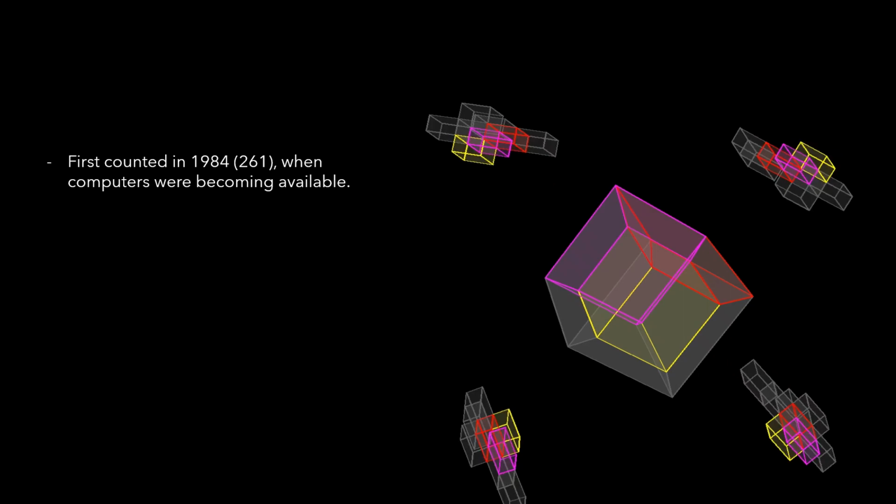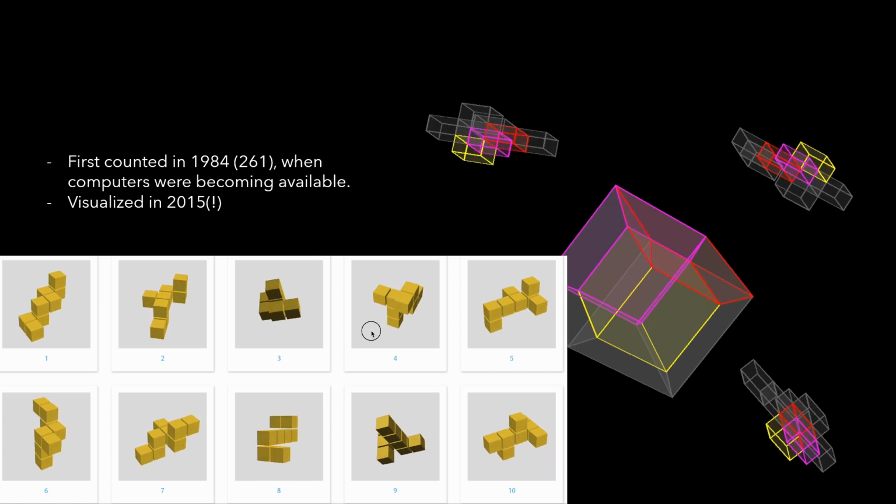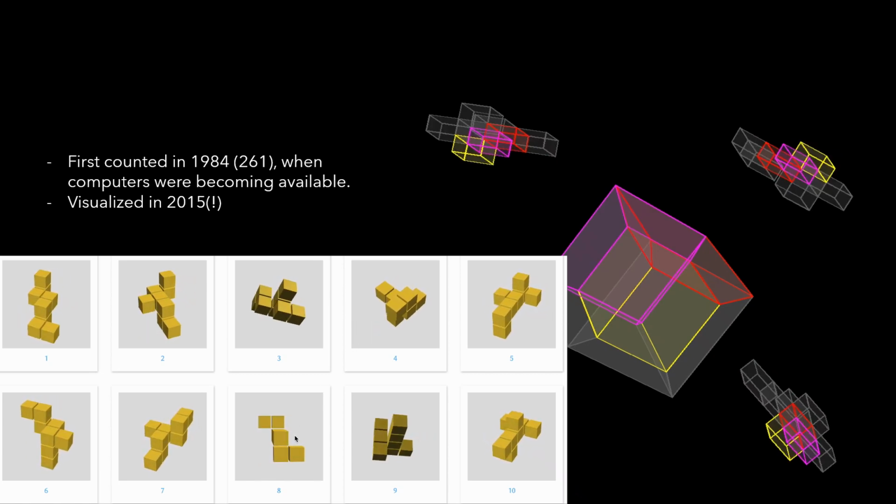Now, the total number of these meshes was counted fairly recently in 1984, and that's when computers were first becoming prevalent, and there's 261 such meshes. And these meshes were visualized even more recently in 2015. So there is a link where you can actually go and play with the meshes. I'll put it in the description, and this is what it looks like.